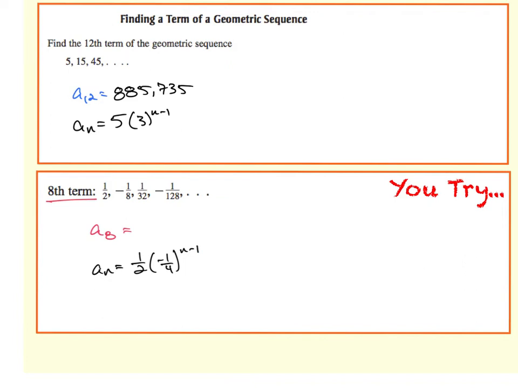And now I'm going to substitute in what? 8. And so when I substitute in 8, I'd have 1/2, and then I'd have negative 1/4 to the power of 7. Now, this is what I would highly suggest because your calculators can't handle it: work with the numerator and denominator separately. What I mean by that is work with 1 times negative 1 to the power of 7. And so what do you have up top? You got negative 1.